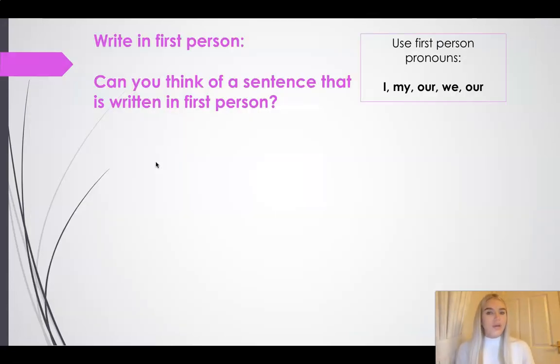First of all, we're going to take the fact that a diary needs to be written in first person. To do that, we know that we need to use first person pronouns such as I, my, our, we. I've put our twice, I didn't need to put that twice. Now, can you think of a sentence that's written in first person? I bet you can. You might have said, I am walking to the shop, or I ate some beans on toast earlier, for example.